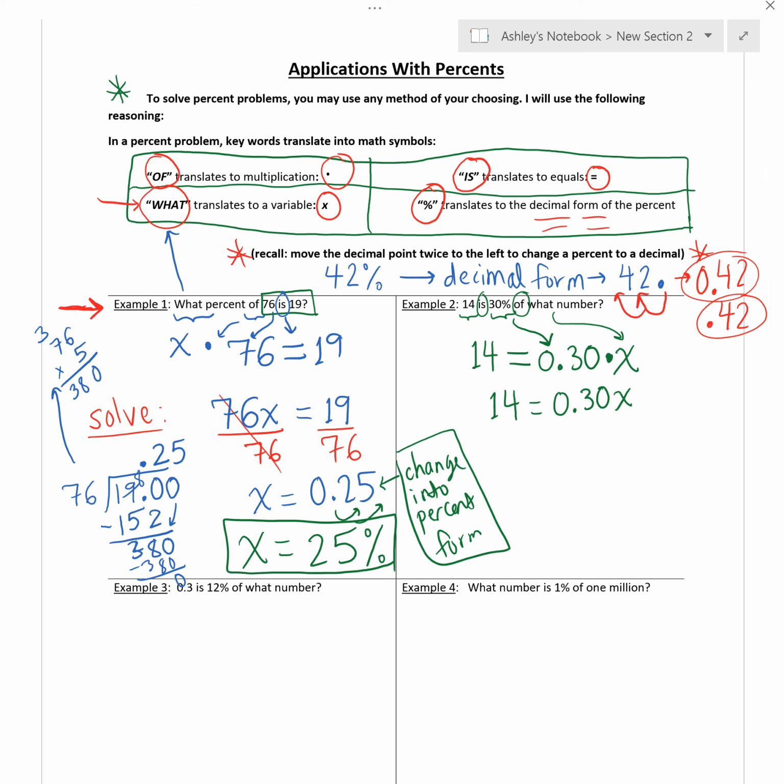All right, now we're ready to solve. So again, setting it up is usually the hard part, and then solving is usually easy. It's just a little tedious when you're having to divide or multiply not pretty decimals. All right, so since I want to solve for x, I'm going to have to get rid of this 0.30. And since 0.30 is being multiplied by x, I'm going to divide by it to get rid of it.